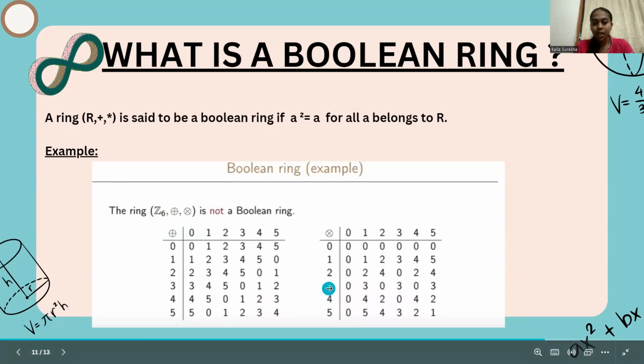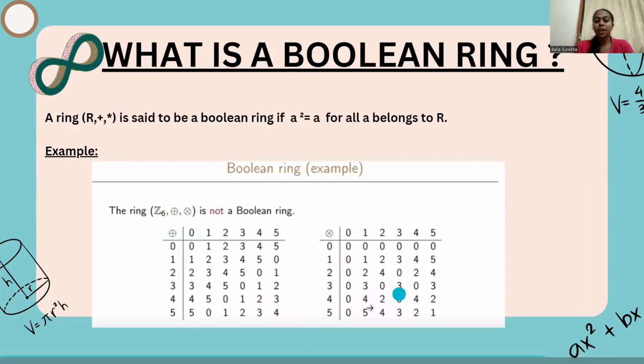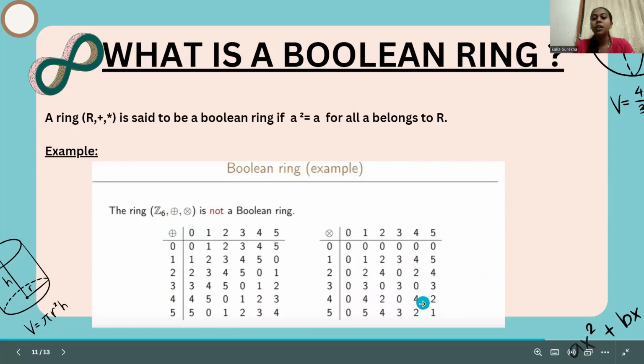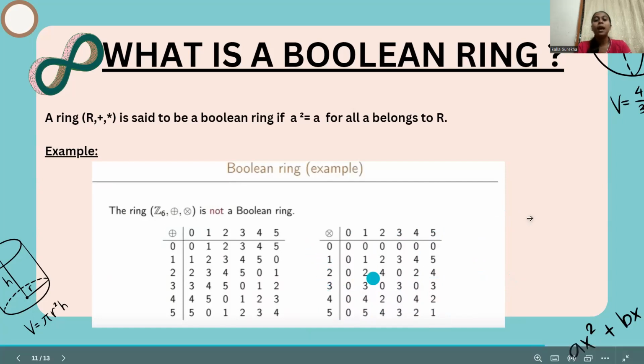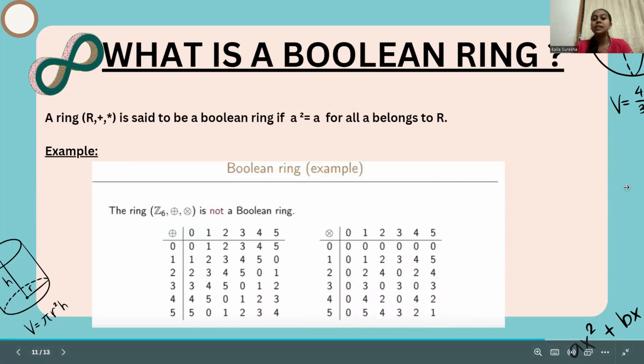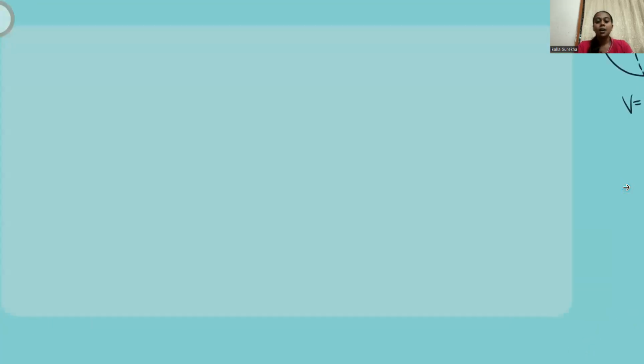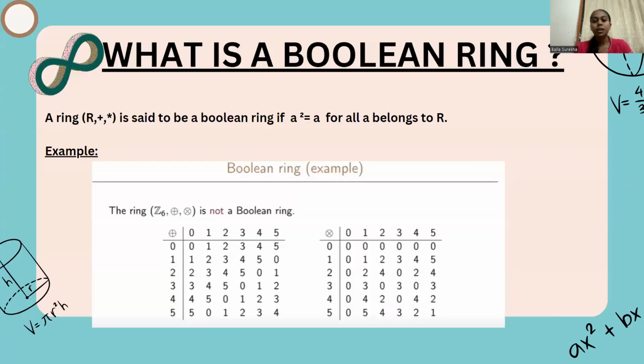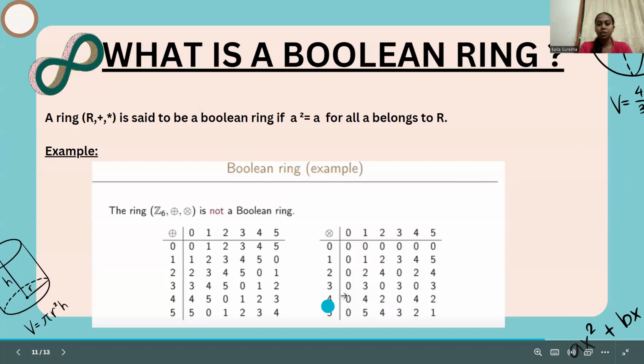And if we again observe 3, 3 times 3, we got 3 again, right? Therefore, it satisfies the Boolean ring. Now let's consider 4. 4 times 4 gives the value 4. Therefore, it satisfies the Boolean ring. And 5 times 5 gave 1. Therefore, it doesn't satisfy. Only a few elements, 0, 1, 3, 4, these four elements only satisfy the Boolean ring. Therefore, this whole set is not a Boolean ring.